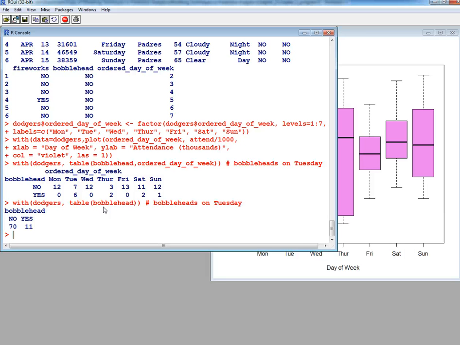Okay, we have how many rows of data? 81 rows of data, right? Some of them are what? Yes for bobblehead, and some of them are what? No for bobblehead. What does the table do? It just counts up how many are in each category, or how many are in each level. Okay? Try it for a different variable. Table for some other variable. How about cap?